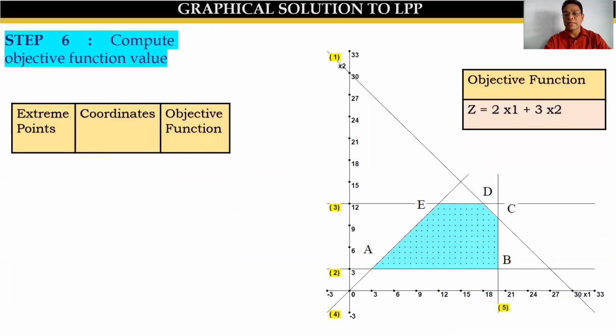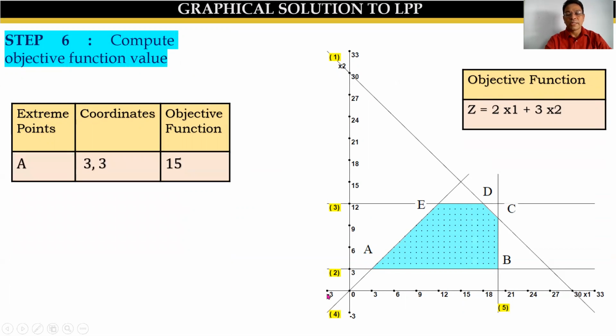Here I have called the objective function. What are the coordinates of A? The coordinates of A are 3 and 3, and we get the value of the objective function z equal to 15 by substituting x1 is equal to 3 and x2 is equal to 3.